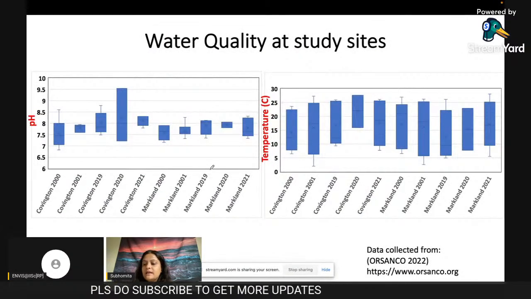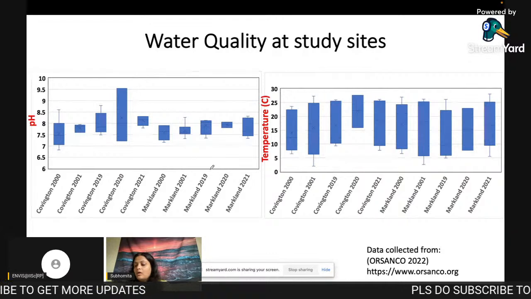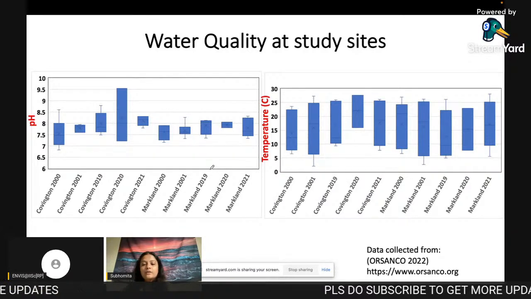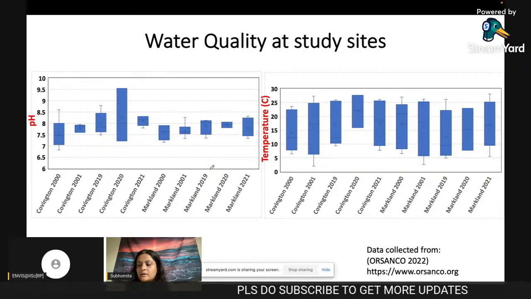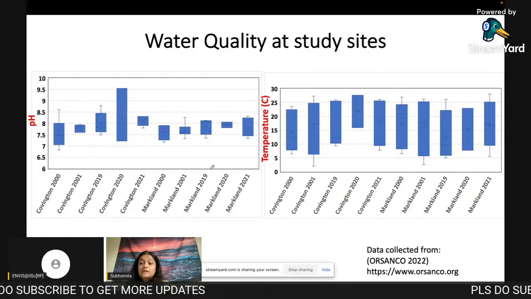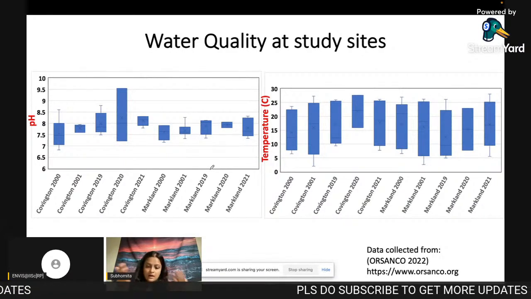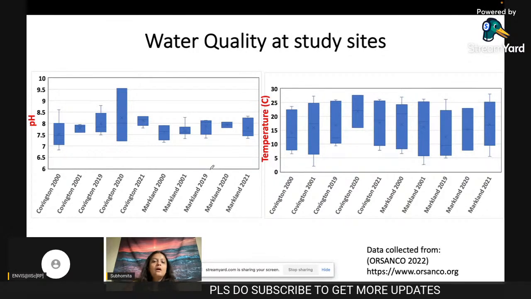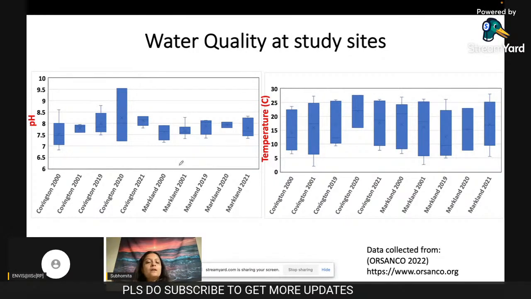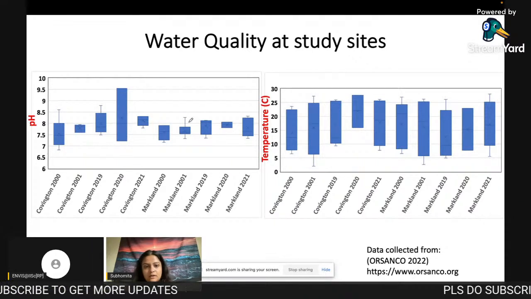So this data is primarily collected from ORSANCO, the Ohio River Valley Water Sanitation Commission. They already have these data historically collected, so for the primary investigation, I'm just using their data for now. In terms of the water quality characteristics, I'm currently studying how the pH and temperature are changing.